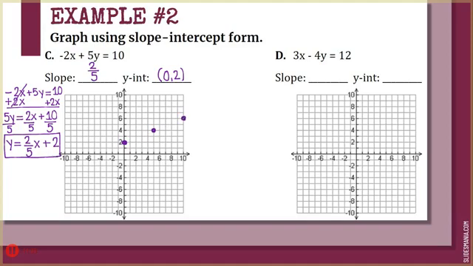I also know, though, that when we're talking about a 2/5, a positive over a positive is a positive, but I can also do a negative over a negative and still get a positive. So I can also go down 2 and left 5. Down 2, left 5. And then we'll connect those all with a straight line and put arrows on the ends.